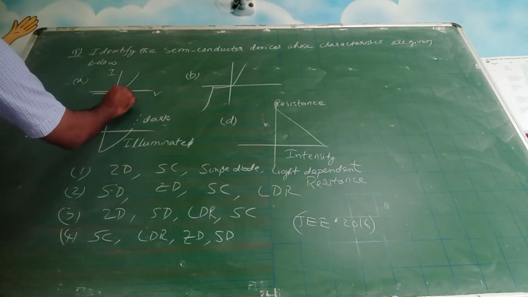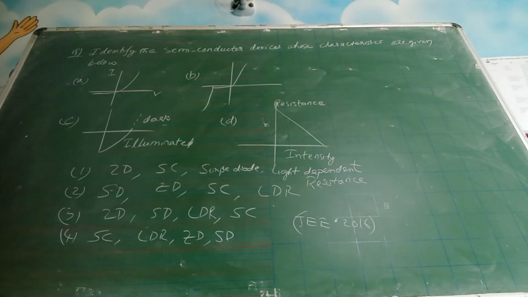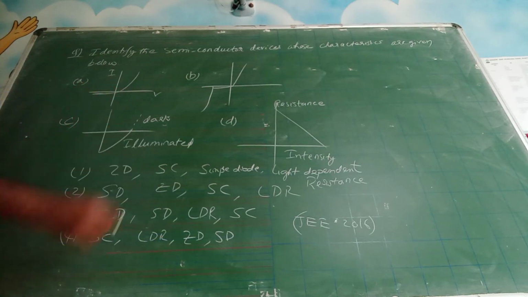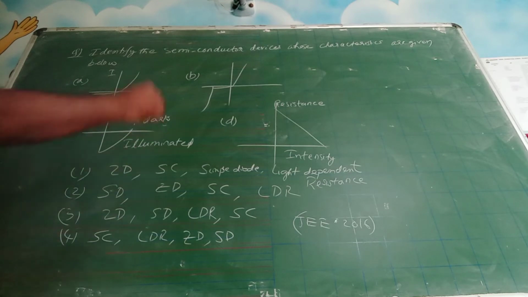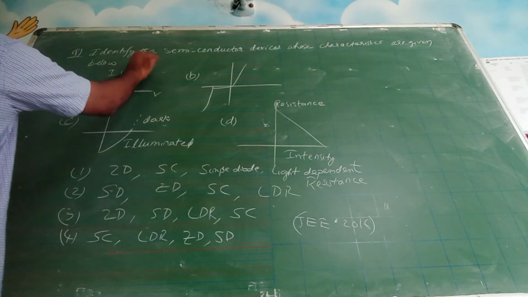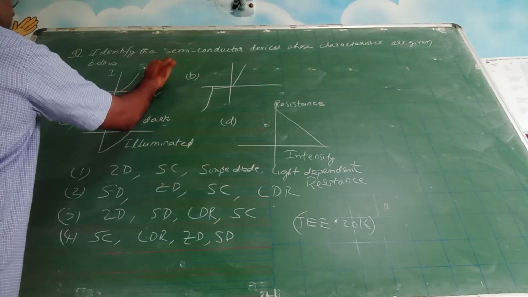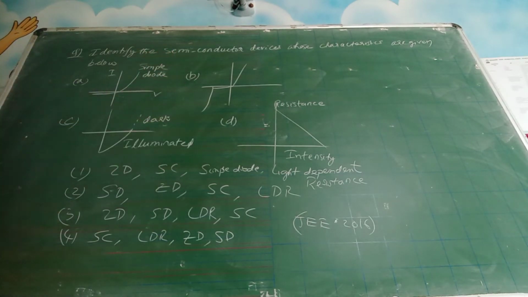In the first graph, you can see that on the forward biasing side, when the voltage is increased, the current is increasing. But the graph is shown only up to here and then there is no flow of current. That means in reverse bias, it went up to the breakdown voltage and after that it burnt out. So this is a simple diode, your regular PN junction.